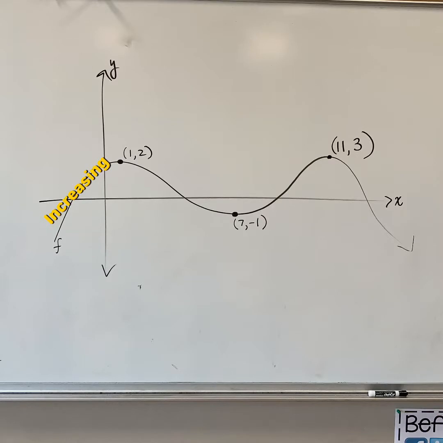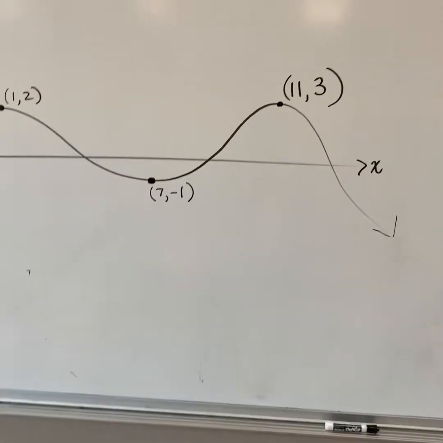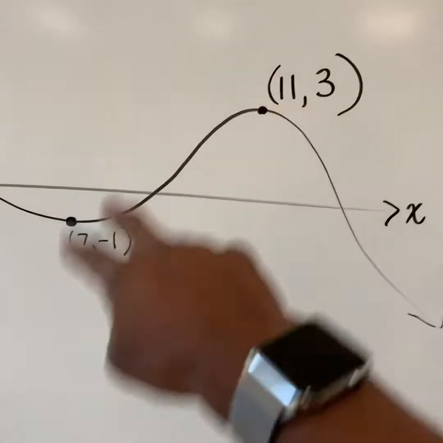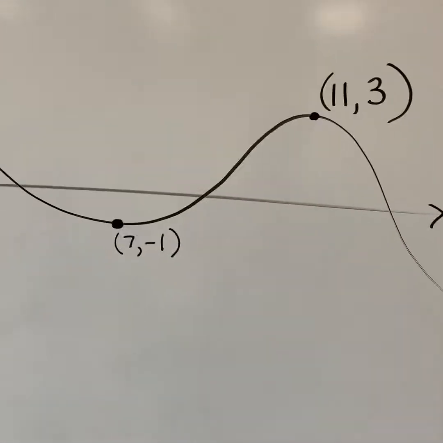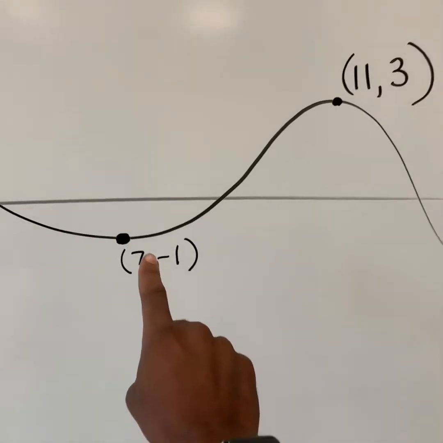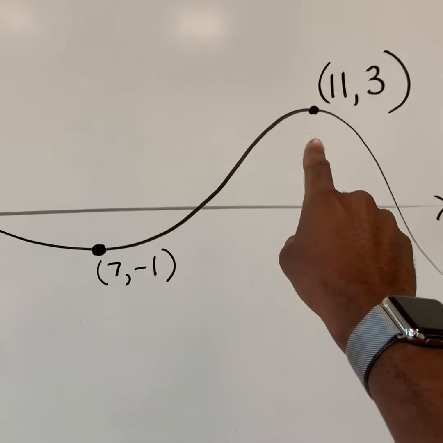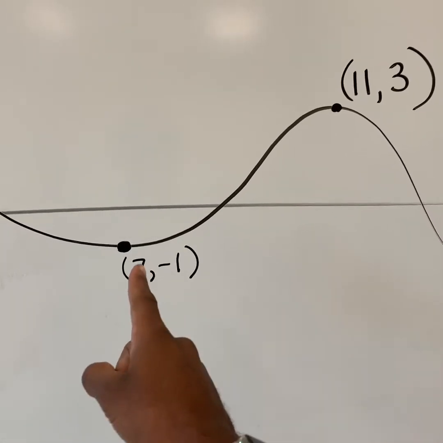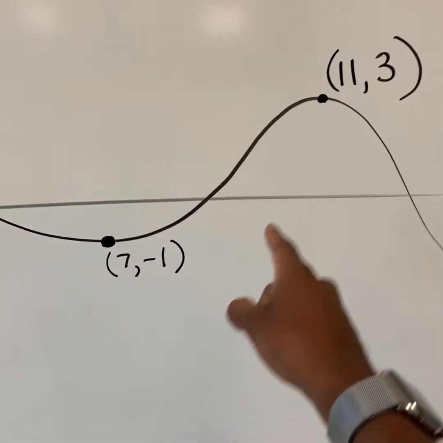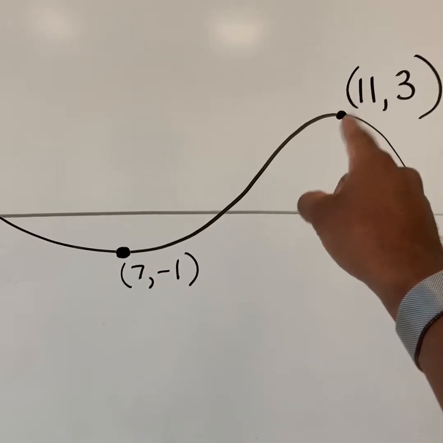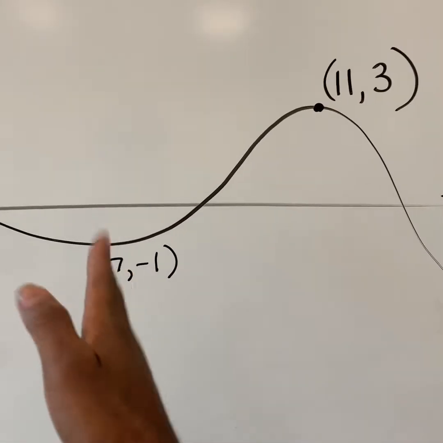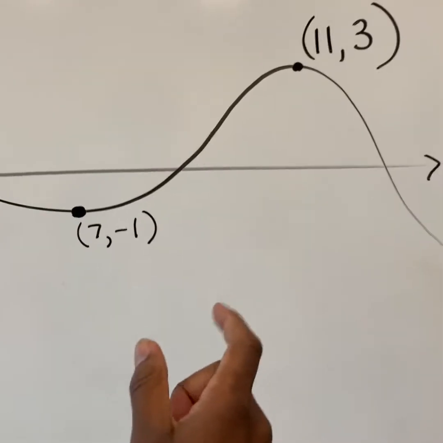This portion of the graph is increasing. This other portion of the graph is also increasing. I'm gonna start right here first because this is gonna be the easier one to explain. Remember, because I know this point to that point is increasing, that means it's increasing from the number 7, which is the x value, to the number 11, which is the other x value. So from 7 to 11, increasing.